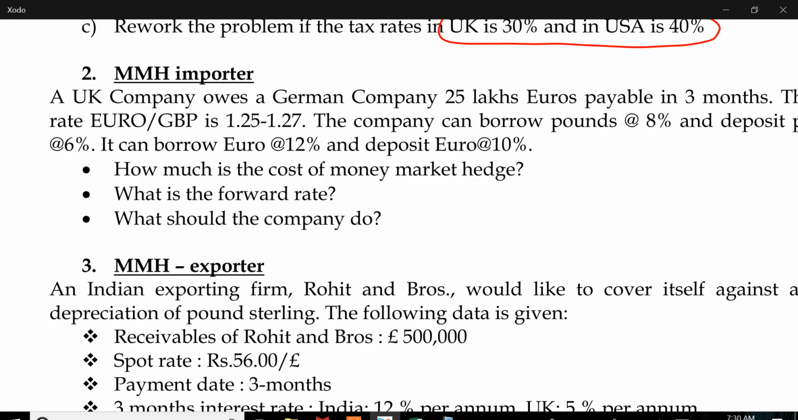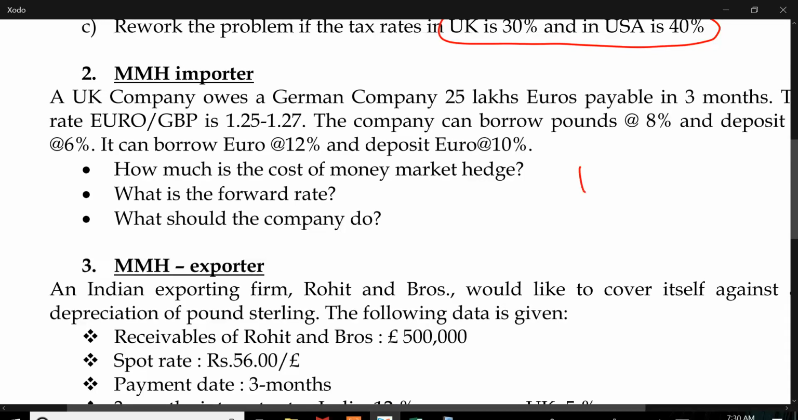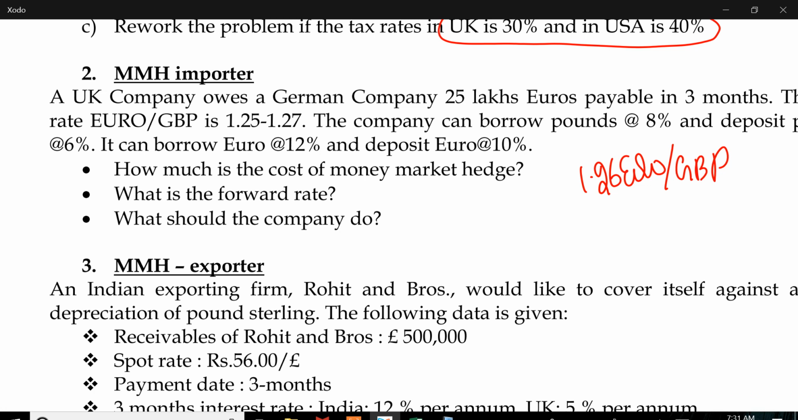1.26 euro per GBP. This is the rate, 1.26 euro per GBP. Now tell me what you want me to do.